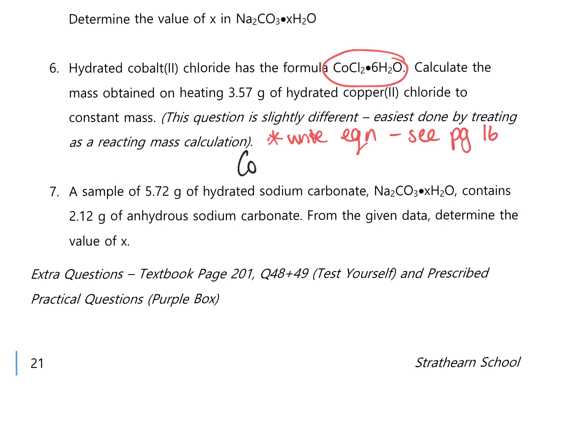So the start of your equation will be CoCl2.6H2O, and then an arrow, and then think about what you form. Essentially it's the two things separated, cobalt chloride plus your 6 waters. Then you've been given the mass of the hydrated cobalt chloride as 3.57 grams. You essentially then just work out the moles of that and bring it over to the moles of your anhydrous salt, and then use mass equals n times RFM to work out the mass. So think of that more as a reacting mass type calculation.